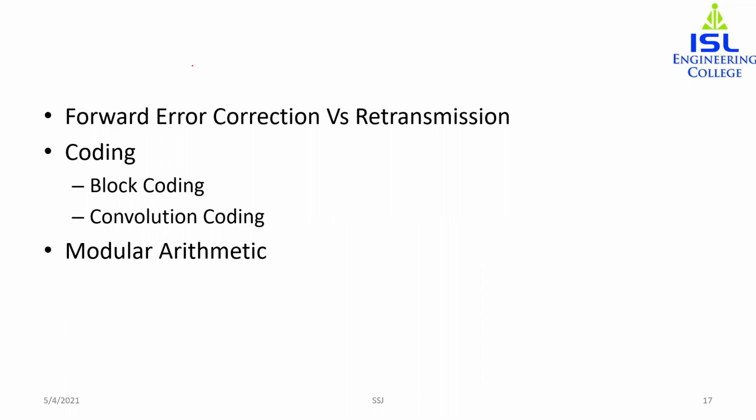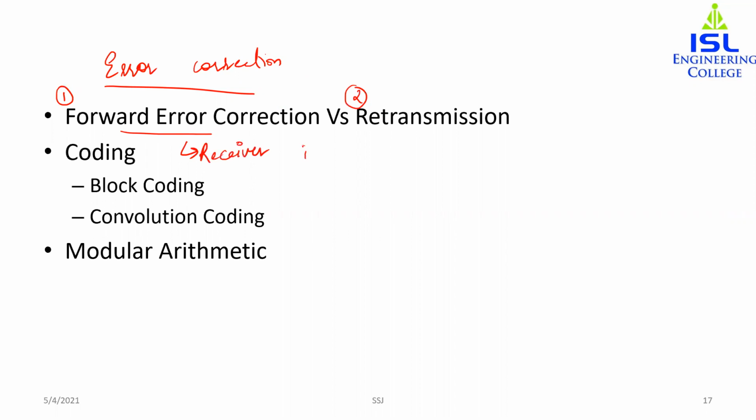Basically, whenever we are talking about error correction, our previous topic was error correction and error detection. Whenever we are talking about error correction, there are two methods. The first is forward error correction. The second is retransmission. Now, what is forward error correction? It is the process in which the receiver tries to guess the message by using redundant bits. So the receiver itself corrects the message.